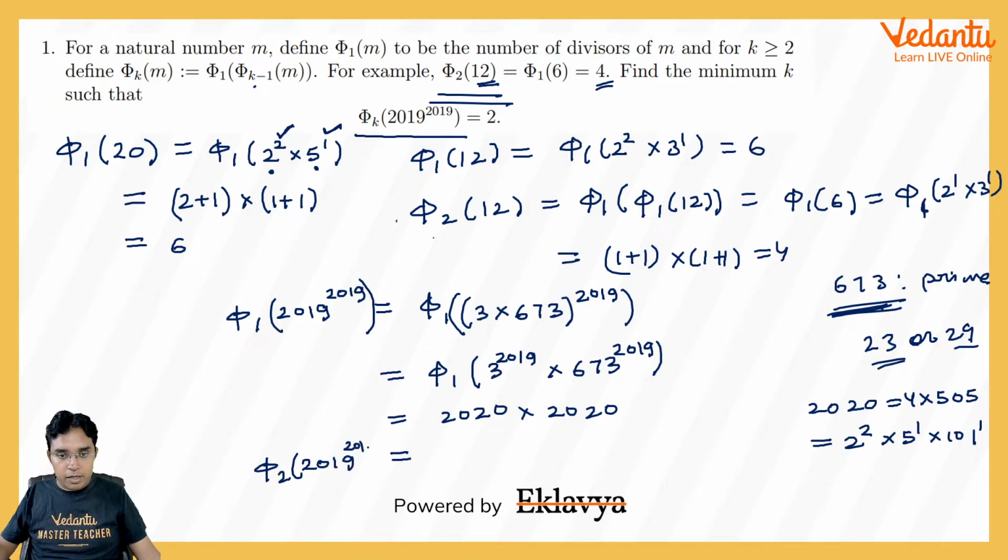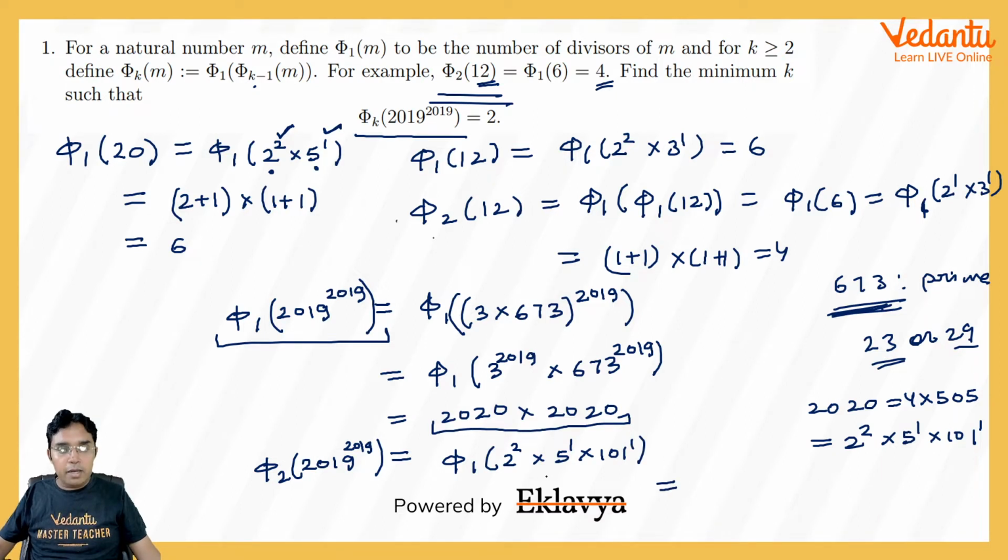raised to the power 2019. Then it is actually phi 1 of this thing, because phi 2 means phi 1 of this thing, which is 2020 into 2020, and I will write this as 2 power 2 into 5 power 1 into 101 power 1. Now you can find the number of factors by adding 1 to every power. So 2 will become 3, then 1 will become 2, and this other 1 will become 2 here. So the number of factors of 2020 square will be 12 here.